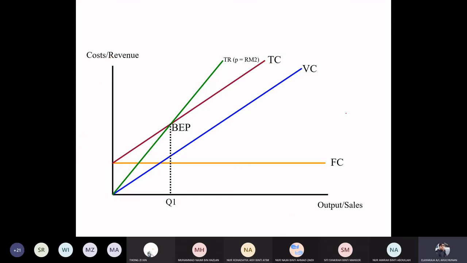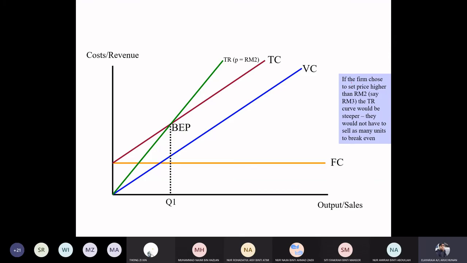Now next. Say for example, at present the firm sells each unit for RM 2, 2 ringgit. So the break-even point is at Q1. At this point, they sell every unit at 2 ringgit, so the price is 2 ringgit for every quantity.